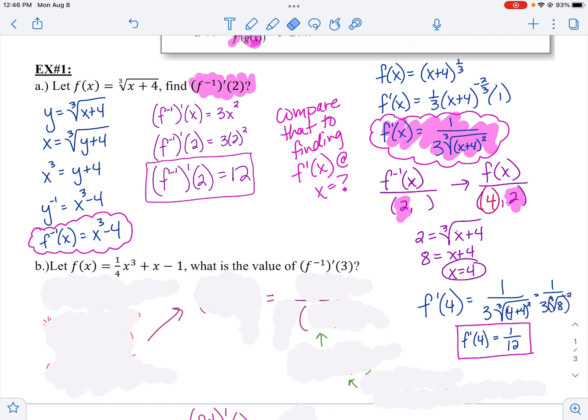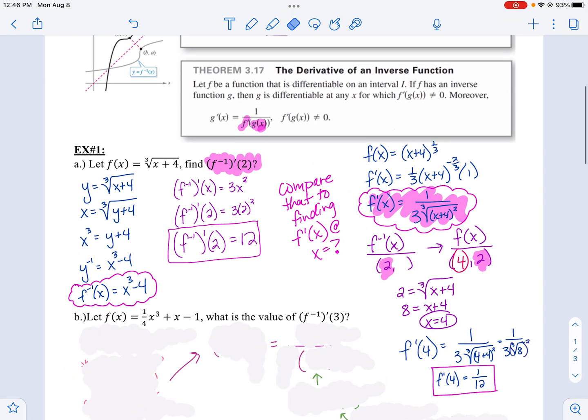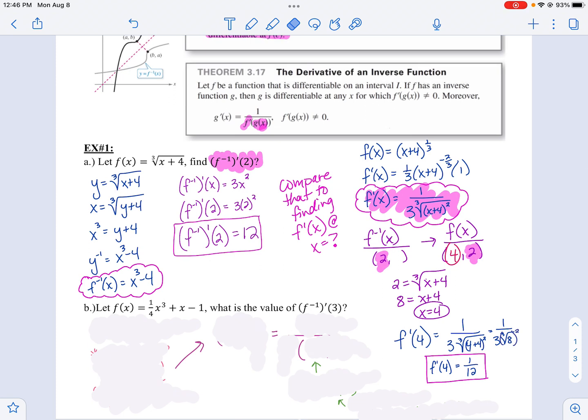Now, why did I do all of that? Well, what this helps us do is look at this theorem and dissect it and figure out what it's really saying. What do you notice about the value of the inverse's derivative at 2 versus the value of the original derivative at 4? Remember, the x's and y's are switched, but what do you notice about those two answers, their derivatives? Hopefully you notice that they're reciprocals of each other.